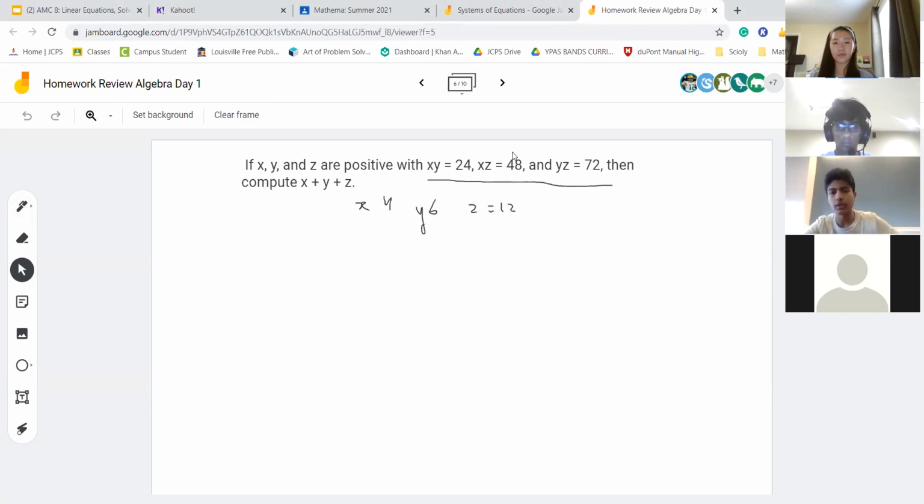So for a question like this, you want to guess and check. Only questions like this. By that I mean when you have numbers like 24, 48, 72, then it's ideal to guess and check, because it saves you time. Look at the numbers, right? They're all divisible by 24. They're multiples of each other.